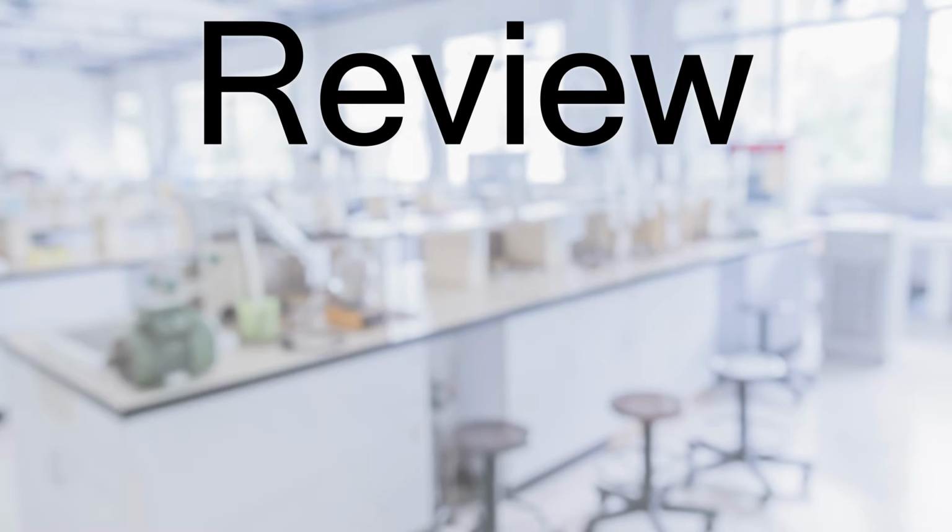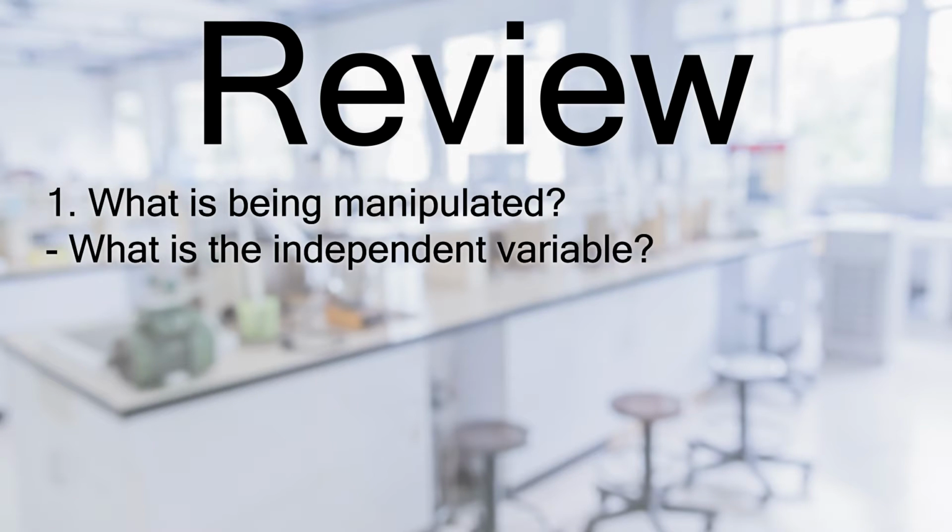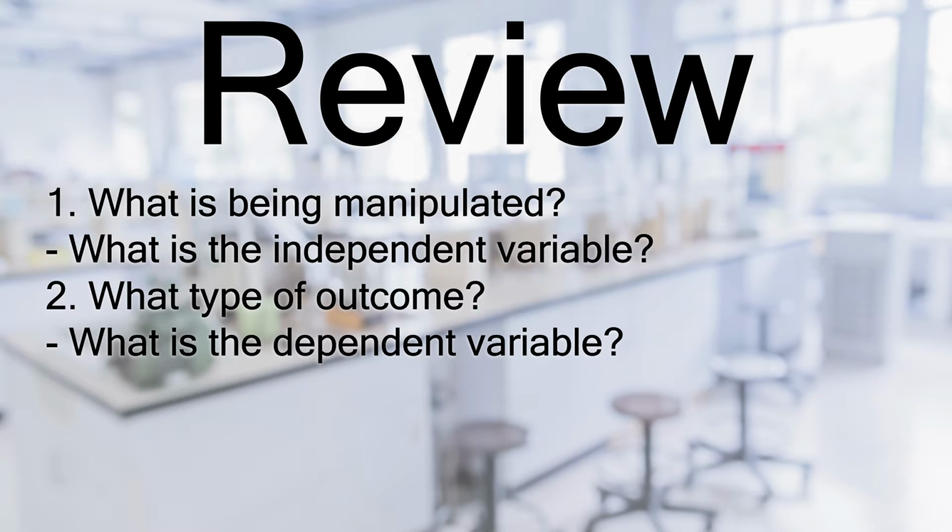Before you perform any experiment, you should mentally review the following. 1. What is being manipulated in the experiment? What is the independent variable? 2. What type of outcome is being measured? What is the dependent variable? And how are you actually measuring the outcome? Is it qualitative, like a color change, or quantitative, like something measured with grams or millimeters?